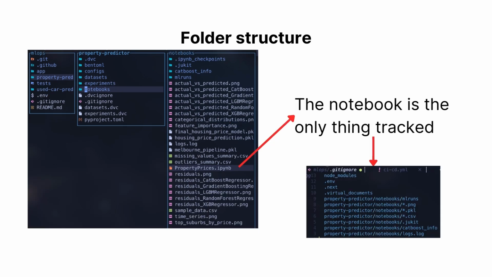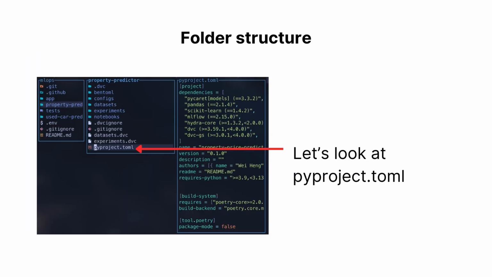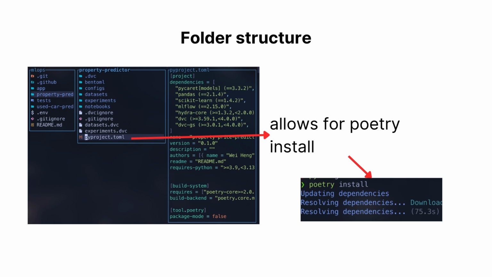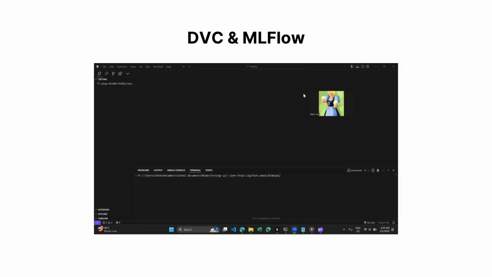Let's take a look at the notebooks directory. Notice that the notebook is the only thing tracked when looking at our git in Node. Let's take a look at pyproject.toml. The pyproject.toml allows for poetry install. Let's take a look at car prices DVC and MLflow by Ethan.